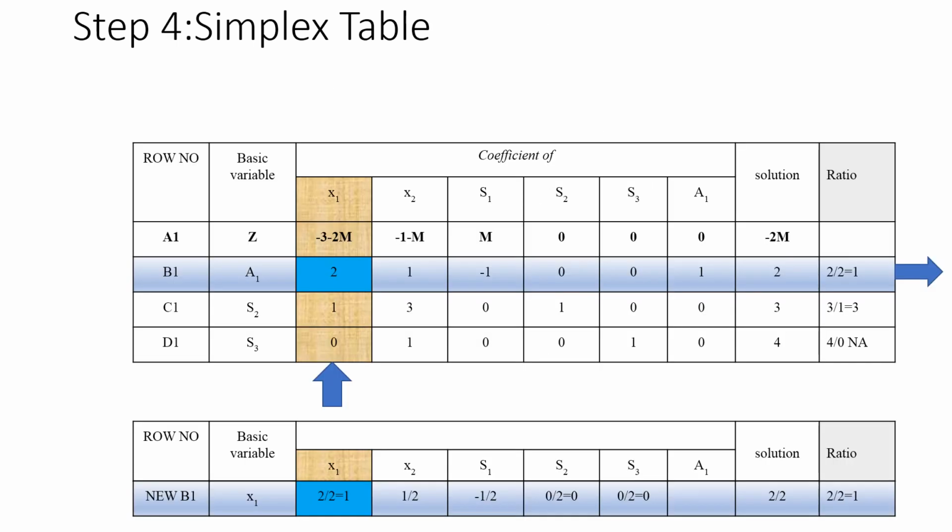How to decide key element? Okay, so most negative number from a1 and minimum positive number from ratio. Okay, so in a1 row you can see it is minus 3 minus 2m and minus 1 minus m, other all values are positive. So in this two value, which is most negative value?